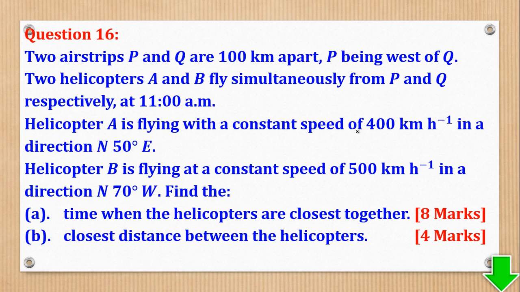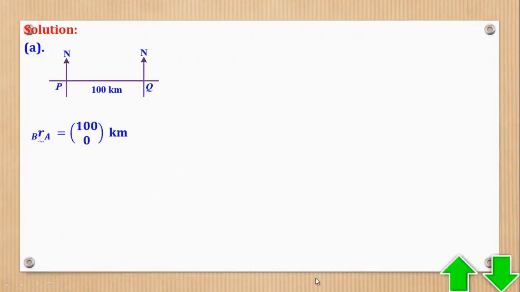Now what about velocity of A? Velocity of A is 400 kilometers per hour in the direction north 50 degrees east. So we shall come here and make a sketch.